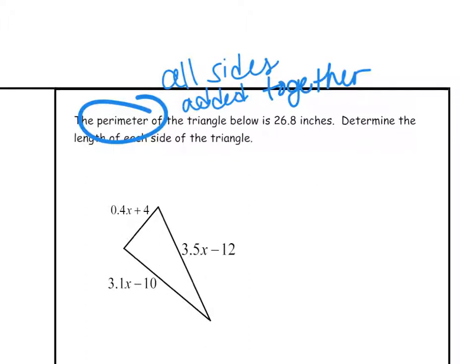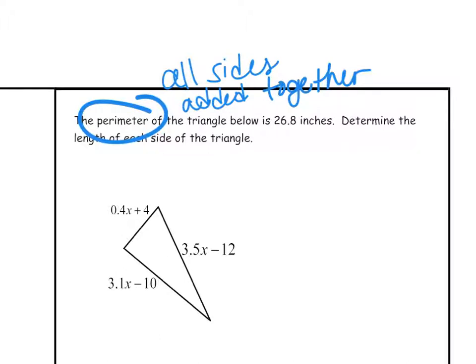Our sides are labeled kind of weird right now. They're expressions instead of just numbers. So what we're going to do is put together these 3 expressions in one big long expression and say that's equal to 26.8. Let me show you what I mean.